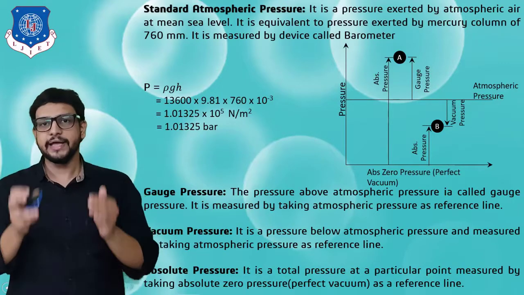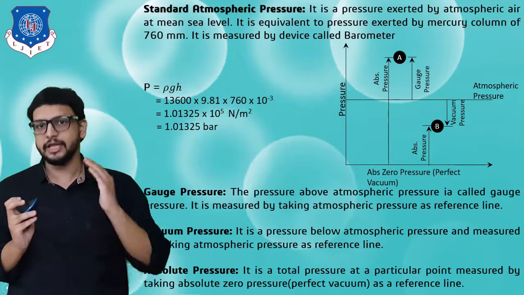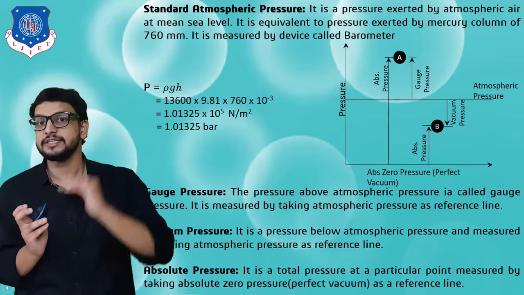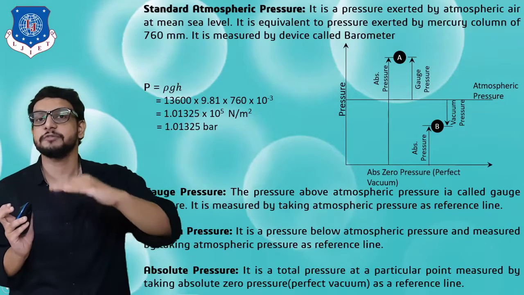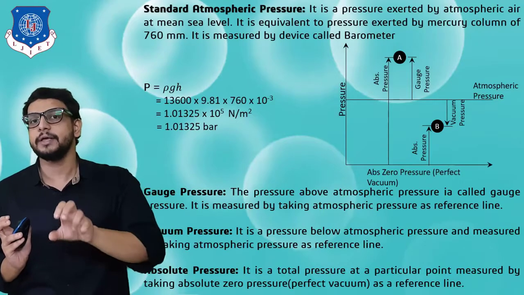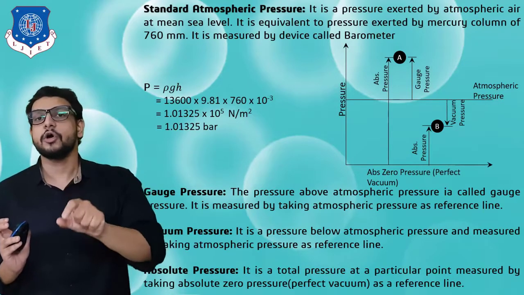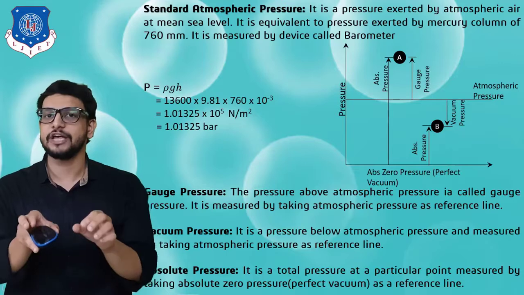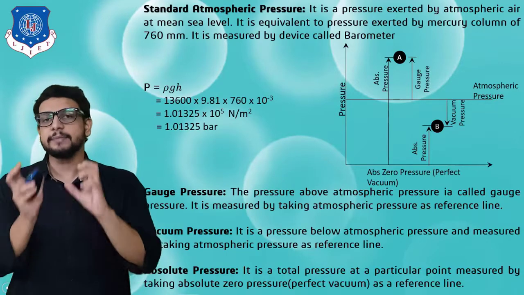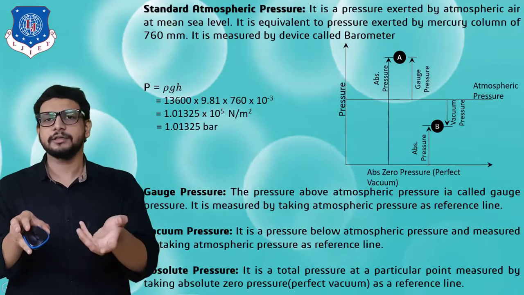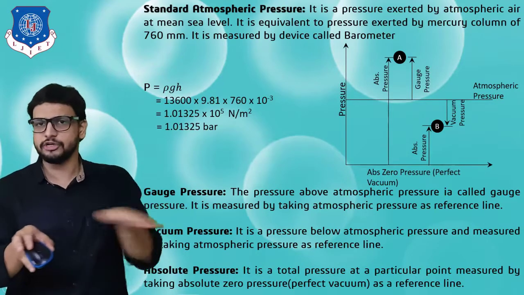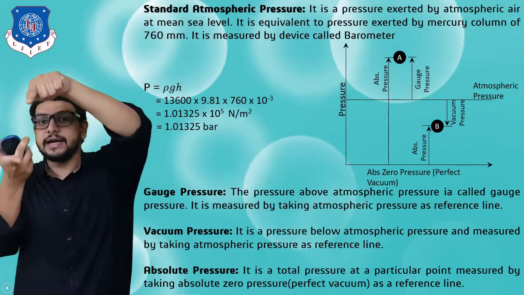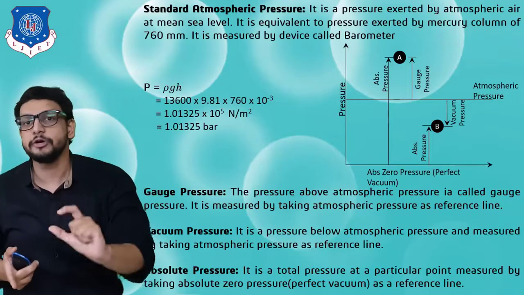Similarly, I have shown a point B below the atmospheric pressure line, which indicates that the pressure is below atmospheric pressure, which means it is going near to absolute zero pressure, which is a perfect vacuum. At point B, the pressure existing is called vacuum pressure. Now the question is, how much is the absolute pressure at that point? In this case, again, the pressure is measured with respect to zero pressure. So the absolute pressure will be equal to the atmospheric pressure minus the vacuum pressure. That will give me the absolute pressure at point B.